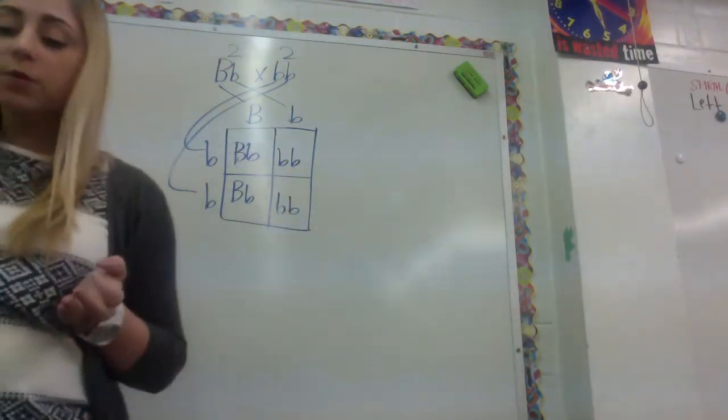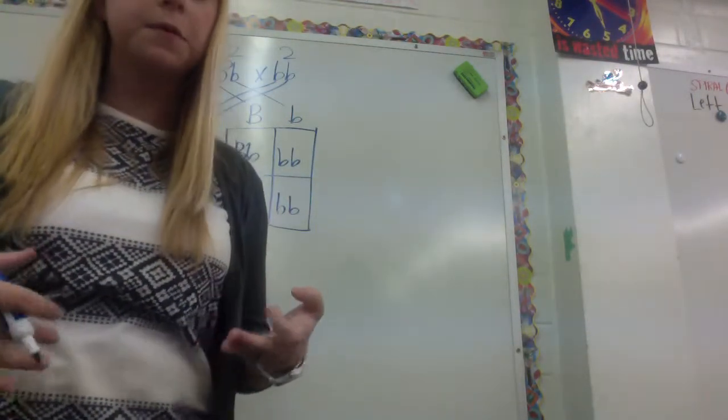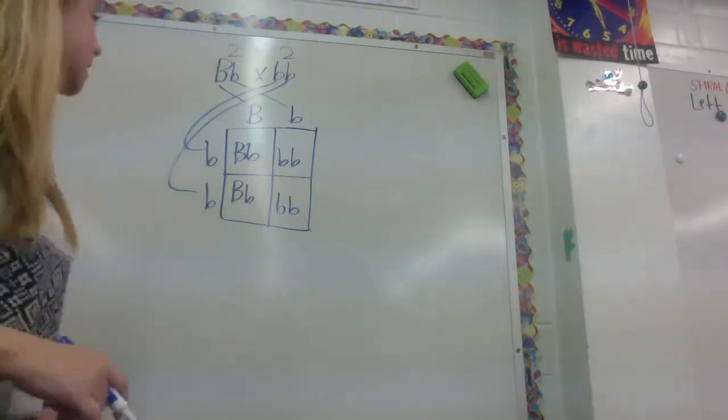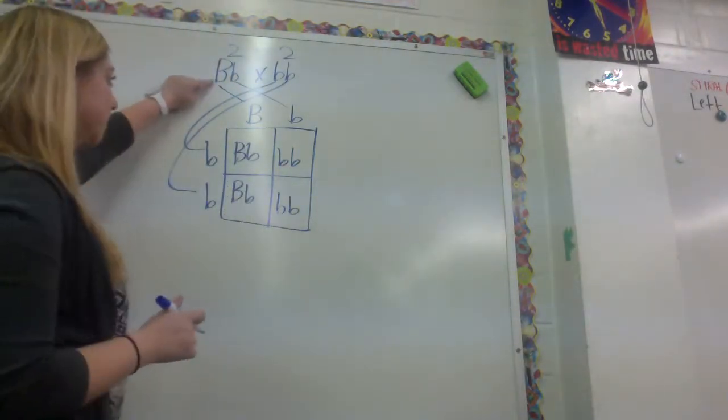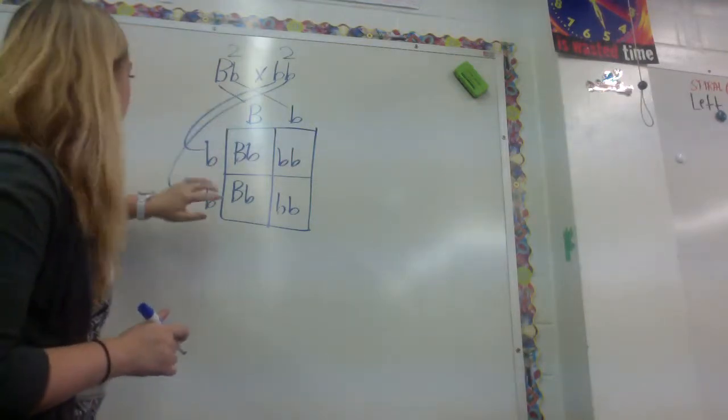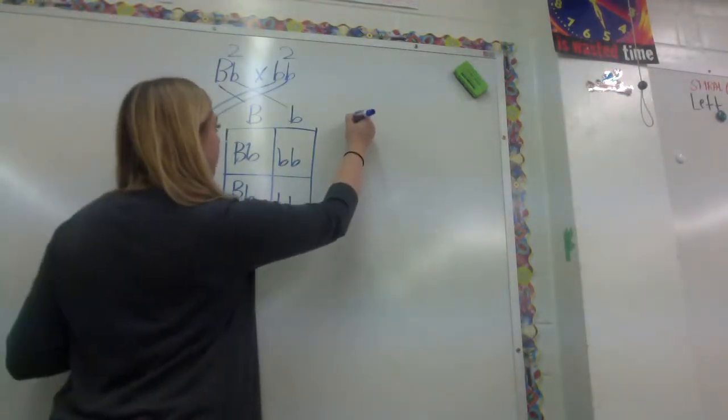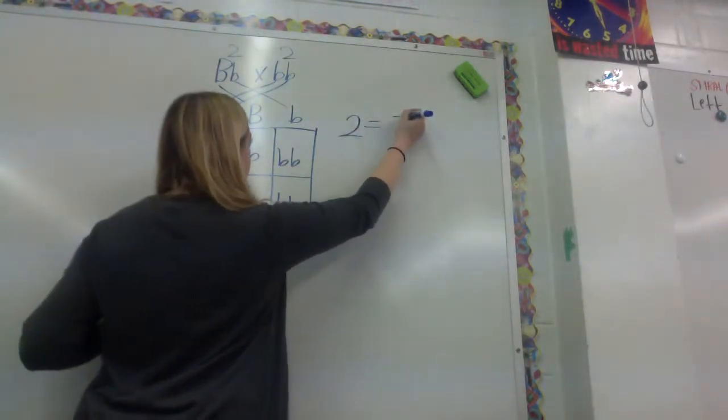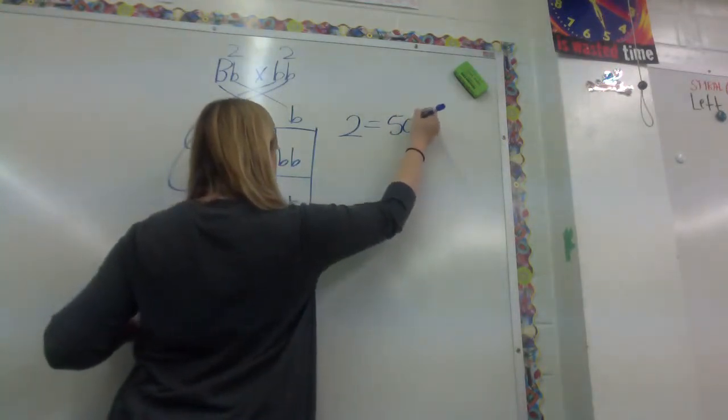All right, so the first question we have is what % of the offspring will be totally heterozygous? So heterozygous means a capital letter and a lowercase letter. So we have 2 that are heterozygous, 50% hetero.